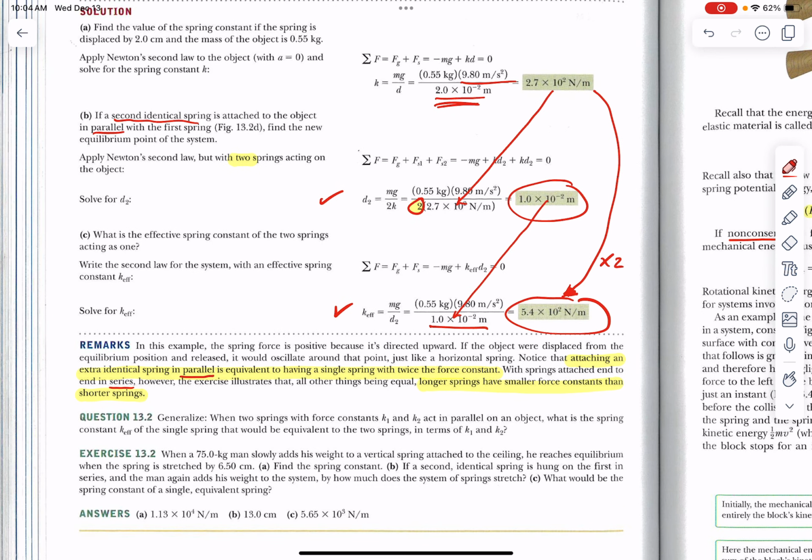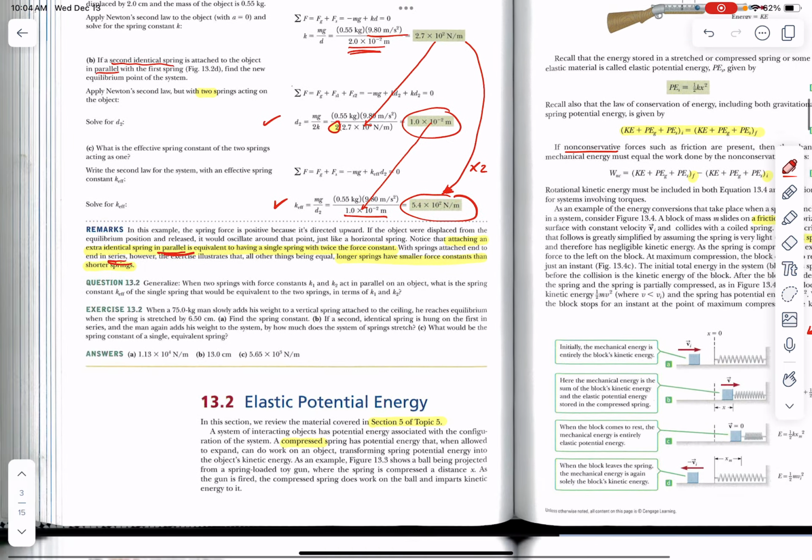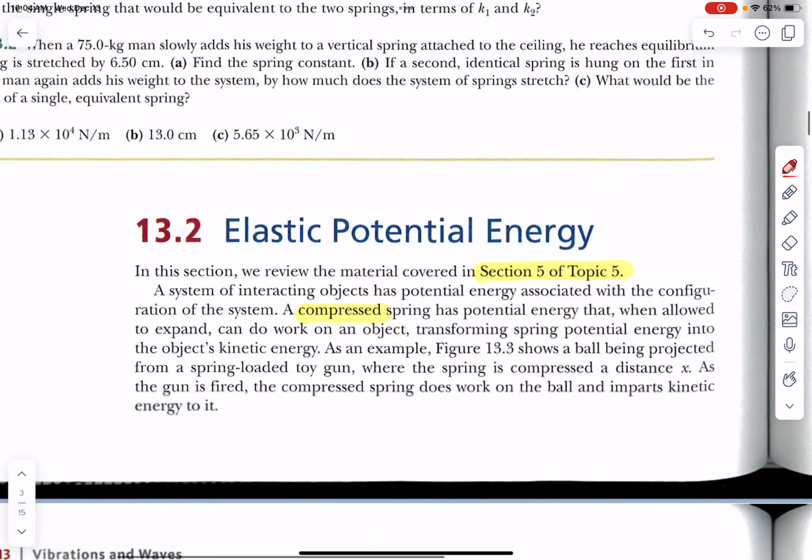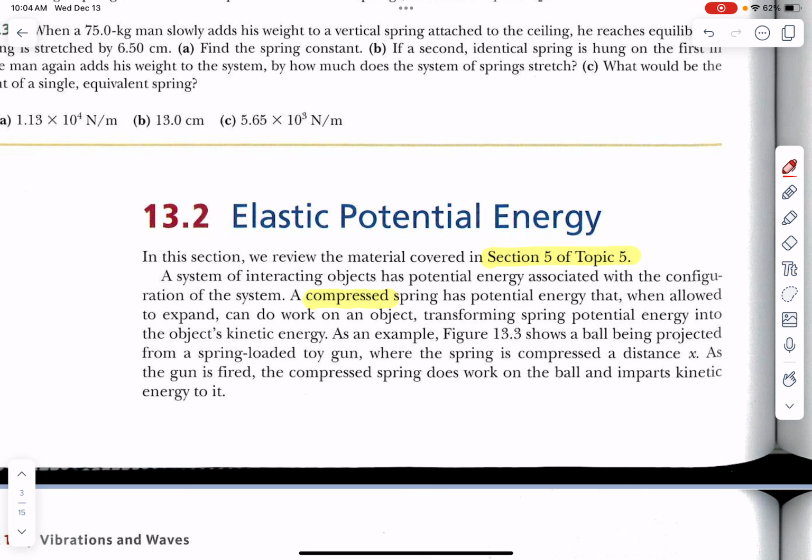And down here they talk about parallel and in series. All right, let's talk a little bit about elastic potential energy. Potential energy that's stored in something that is elastic, which means it can stretch, such as a spring or a rubber band. Rubber bands, we don't think about energy stored in them when they are compressed, but springs, energy can be stored in them when they are compressed.